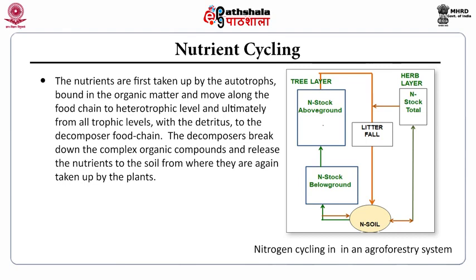taken up by plants. So this is nitrogen cycling in an agroforestry system where the pool is in the soil. There is a nitrogen stock in the below ground parts of the plants and in the above ground parts of the plants. And there is a nutrient movement from the roots of the plants to the above ground plant parts. From the tree layer, the nutrients are returned in litterfall to the soil. Similarly, from the herb layer, the nutrients are moved to the soil. This dead organic matter in the soil is decomposed, which breaks down the complex organic compounds to release the nutrients into the soil, which are again taken up by the plants.